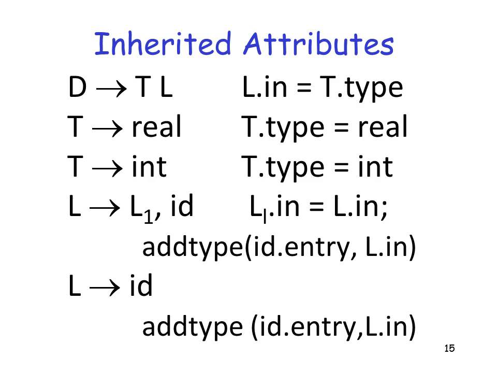So for storing the type information regarding those variables in the symbol table, a procedure called addtype will also be executed, which makes the entry for the id along with its type, which is actually stored in the attribute in of L.in. Similar is the case with L gives id, that means int a. In the case of int a, the a will be stored, and along with that the type of a, that is int, will be stored.